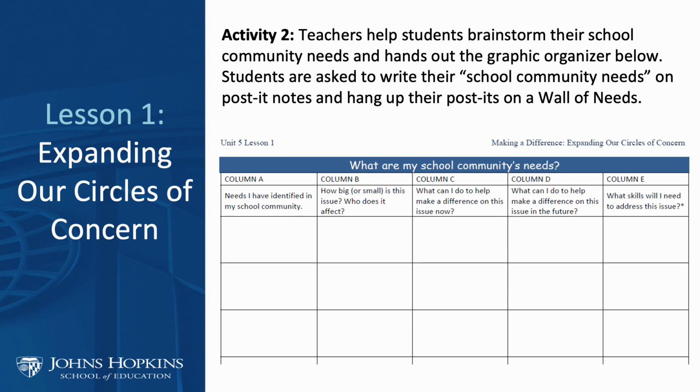In the second activity of Lesson 1, you will help students brainstorm important needs in the school community. Students will record their ideas about specific needs individually on their own charts, like the one pictured on this page. For this activity, students will only record their ideas in columns A and B. They will think about the ideas in the other columns in later lessons. These handouts are available in the Student Materials section for Unit 5 in this Google Classroom.